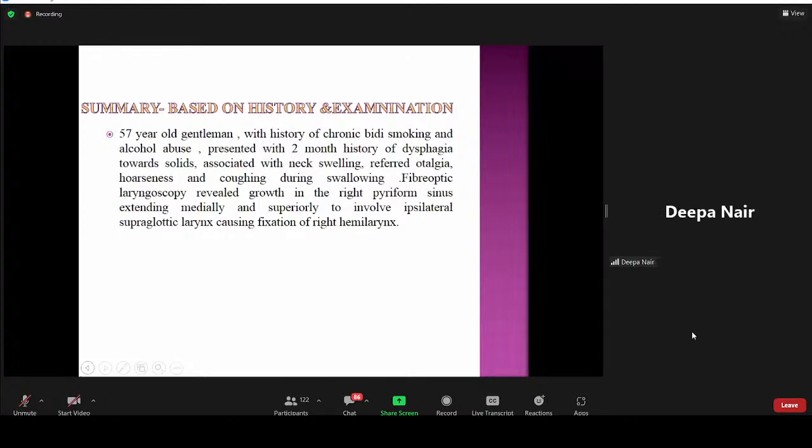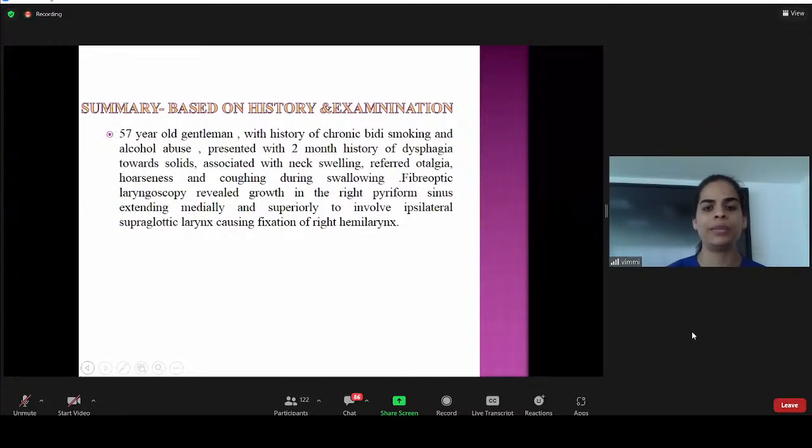Would you like to give a diagnosis? So, ma'am, based on the history and examination, my diagnosis is a malignant tumor of the hypopharynx, right side piriform sinus. Clinical stage would be T4A in view of extralaryngeal spread, and clinical N0, M0.